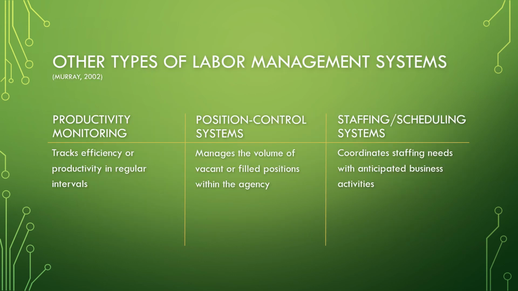So let's look at other types of LMS. There are a variety of labor management systems that have been used traditionally. These are the productivity monitoring. As its name suggests, this system tracks the productivity at the individual and at the agency level in normal intervals, such as daily, weekly, and monthly.